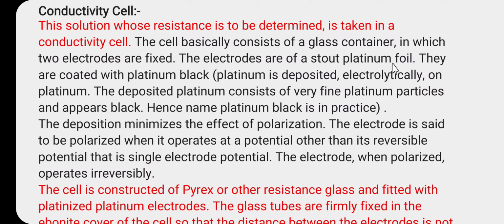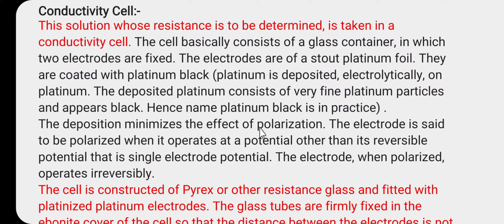These platinum foils are coated with platinum black. The platinum black is deposited electrolytically on the platinum. The deposited platinum consists of very fine platinum particles and appears black. That's why the name platinum black is in practice. The deposition of the platinum black on the electrode minimizes the effect of polarization.